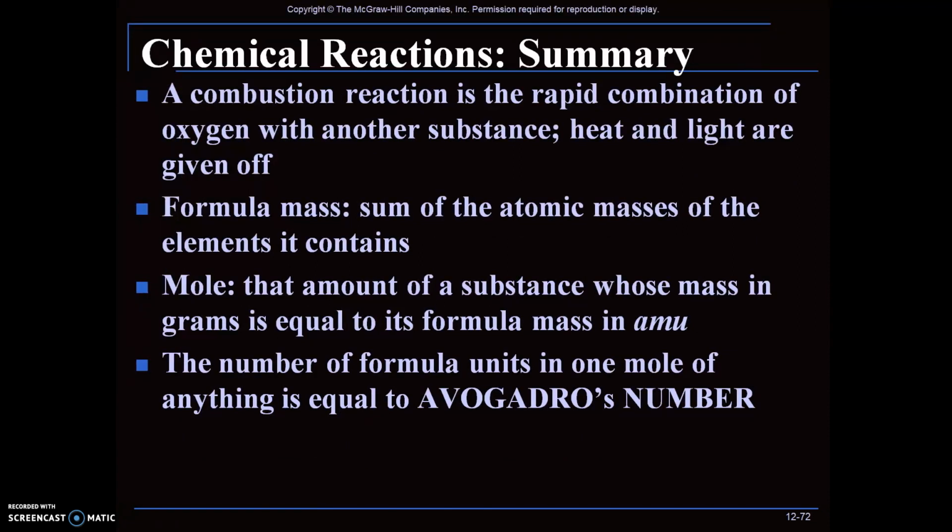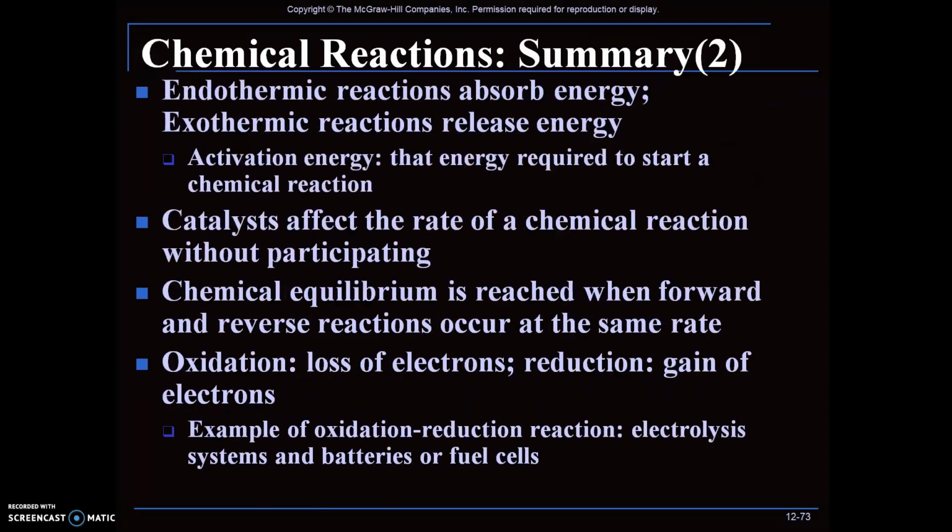The chemical reaction summary: the combustion reaction is the rapid combination of oxygen with another substance. Heat and light are given off. Formula mass of the materials was found out. We found out what a mole is. The number of formula units in one mole is nothing but Avogadro's number. And we talked about chemical reactions.